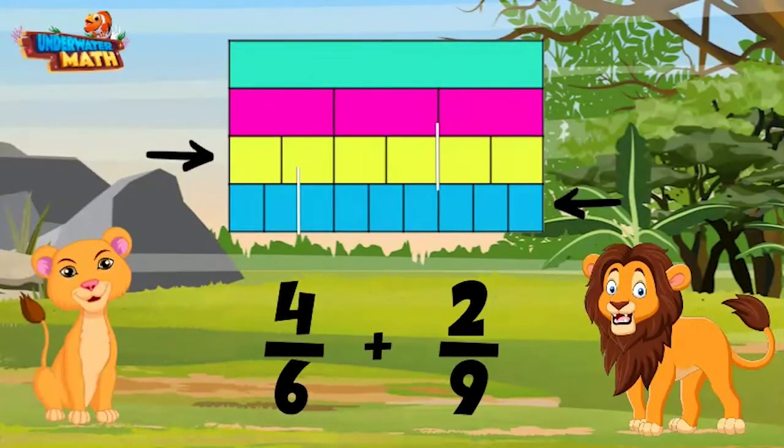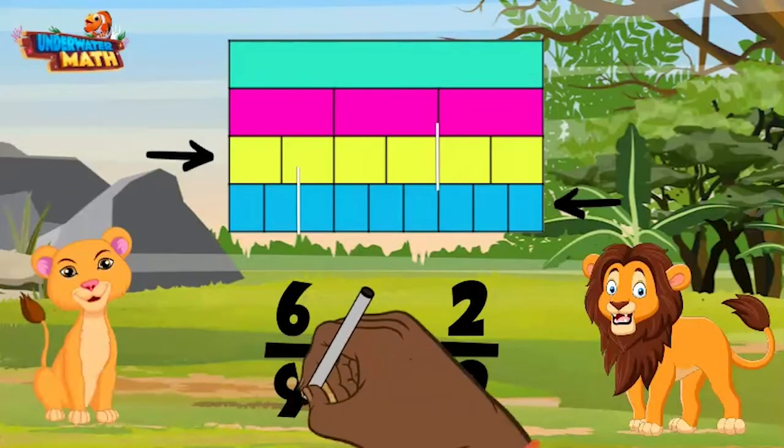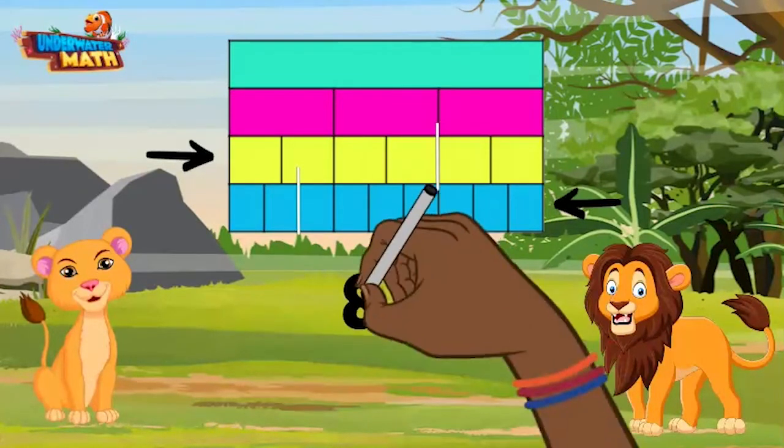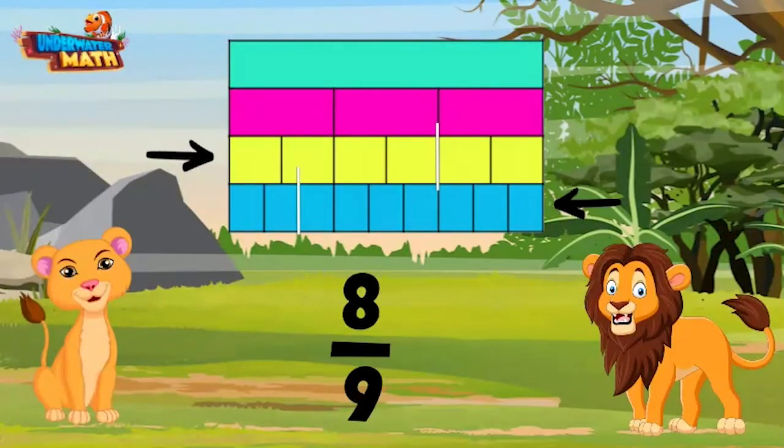I see that 4/6 lines up perfectly with 6/9, which means these two fractions are equivalent. I can change out my 4/6 to 6/9 so I have a common denominator. 6/9 plus 2/9 equals 8/9. Zuba and I have explored 8/9 of our land.